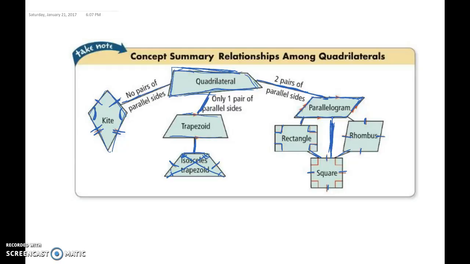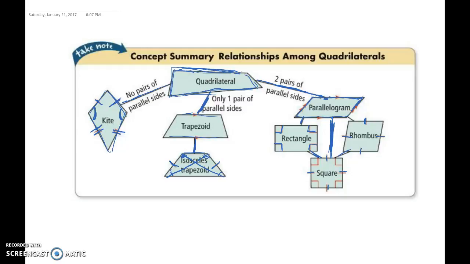And we know a parallelogram, opposite sides are congruent, opposite angles are congruent. We know that consecutive angles are supplementary. We know that their diagonals bisect each other. And in a rectangle, we know that the diagonals are congruent. In a rhombus, we know that the diagonals are perpendicular, and the diagonals bisect the angles.